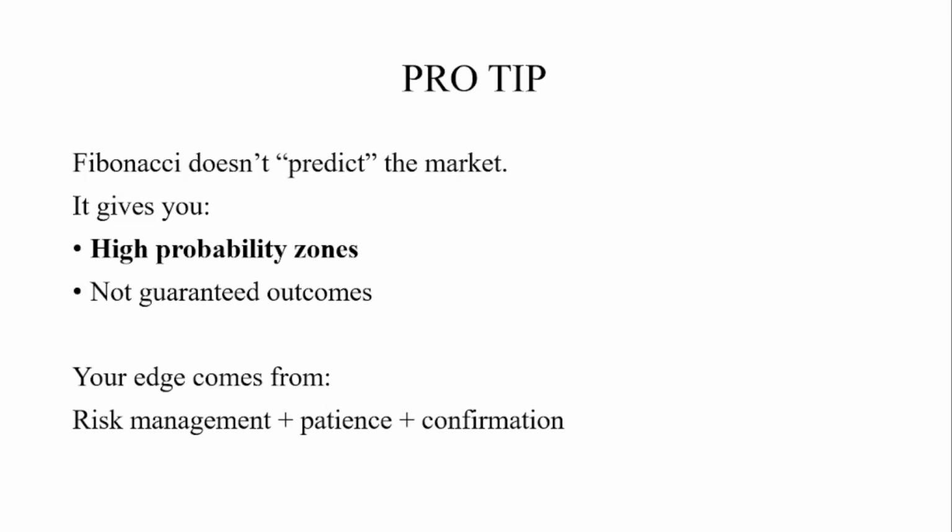Now, pro tip, Fibonacci doesn't predict the market. For those of you that will say, I watched a video that said whenever Fibonacci pulls into the 78% retracement zone, I should be looking for an opportunity to buy if the trend is in an uptrend or sell if it is in a downtrend. Now, remember that Fibonacci doesn't predict the market, but rather it gives you higher probability zones, not guaranteed outcomes.